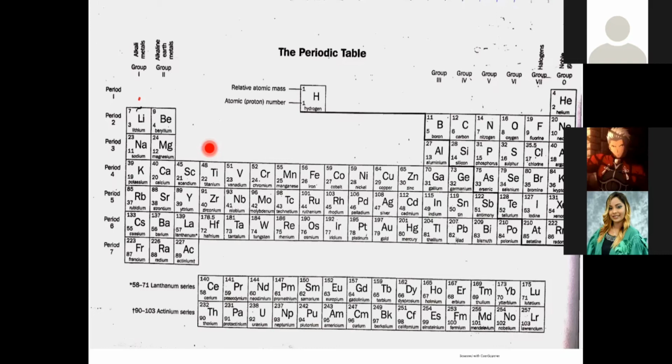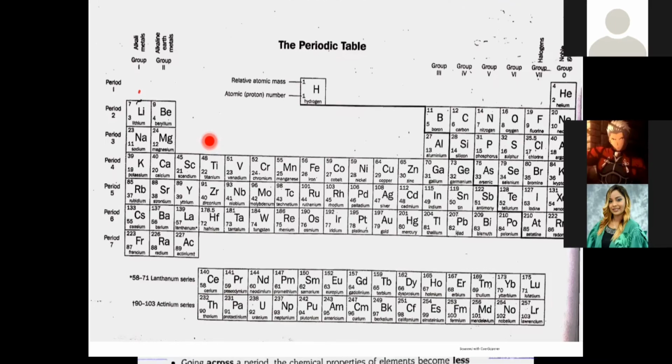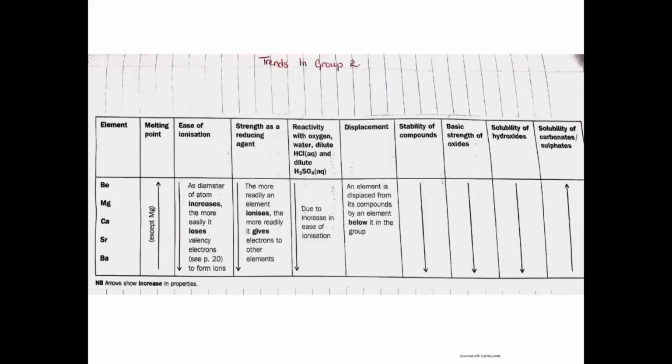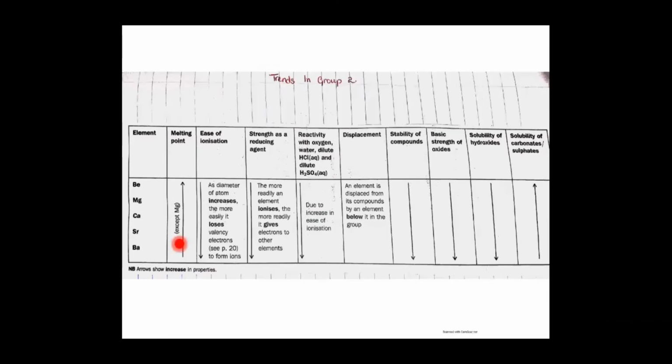So here's what we're going to do. At this point, we're going to restart the meeting. We're looking at our trends in group 2. The elements listed here are beryllium, magnesium, calcium, strontium, and barium. They're using arrows to indicate if it is increasing or decreasing. For melting point, the arrow is facing upwards, so the melting point increases up the group.